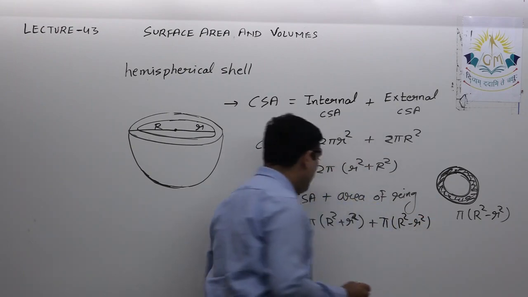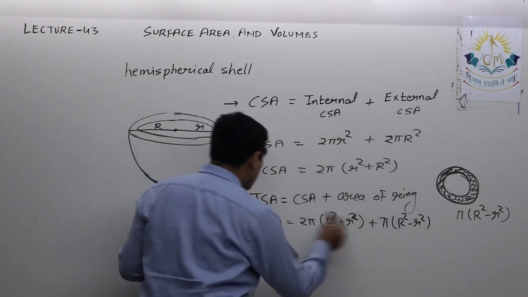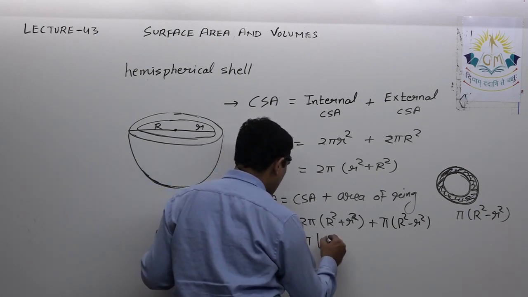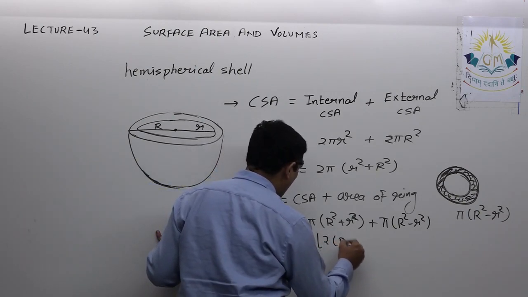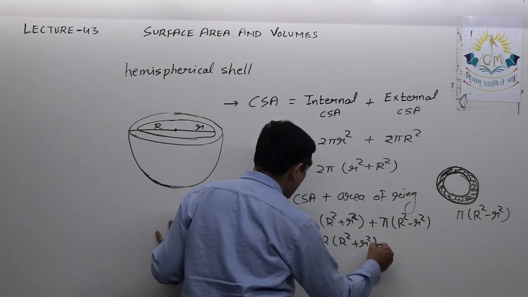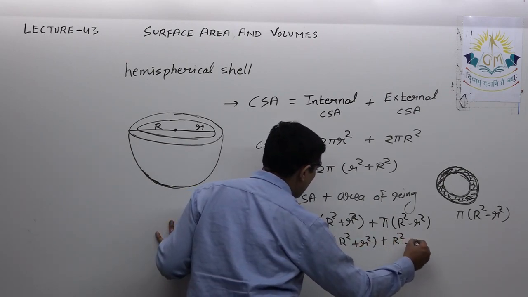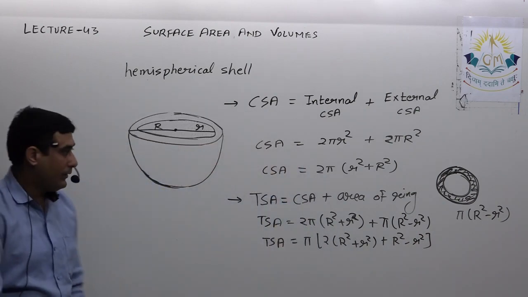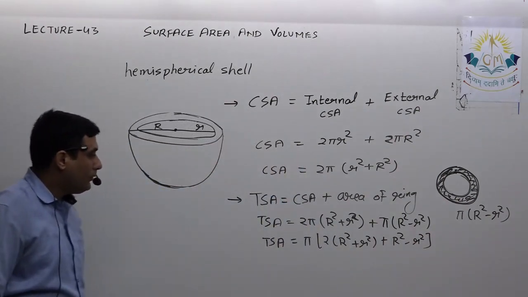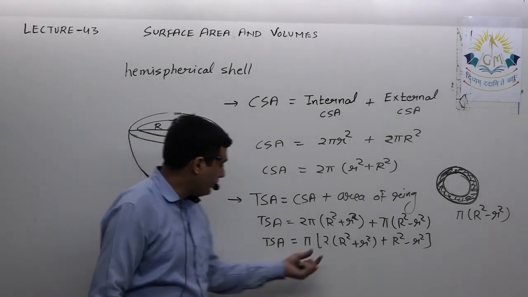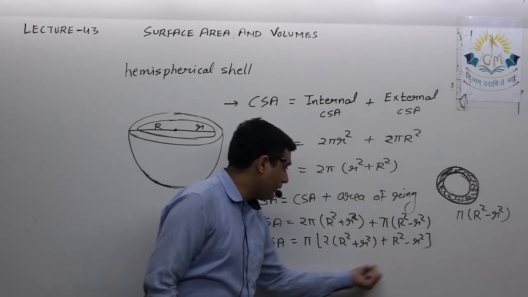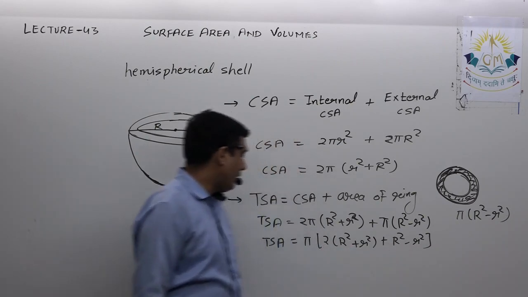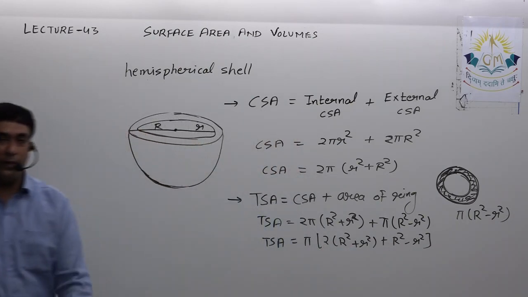Now it is not possible to take common other than pi, so let me take that common. If I take pi common, here I get 2 r square plus R square plus r square minus r square. I can simplify it further, so note it down up to this point. However, it is almost done. Here it is 2 r square plus r square, so 3 r square, and 2 r square minus r square, so r square. Note it down, then I will give its final formula.